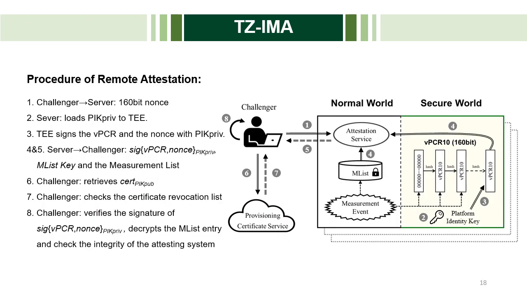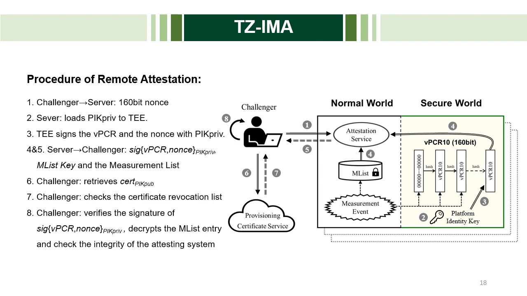When a challenger initiates an integrity verification challenge, the system needs to provide an integrity report generated by a trusted entity. The figure shows the procedure of remote attestation. In step 1, the challenger creates a non-predictable nonce and sends a challenge request message to the attesting system. The nonce is generated to protect against a replay attack.